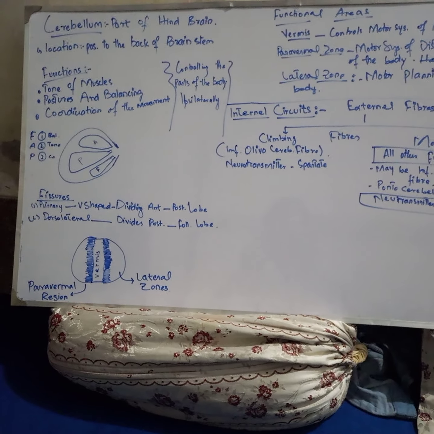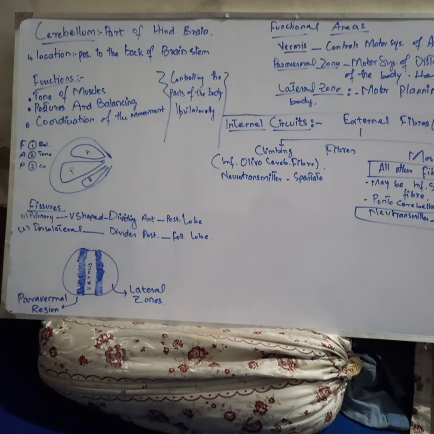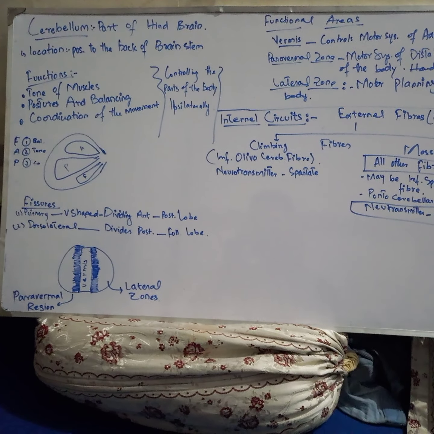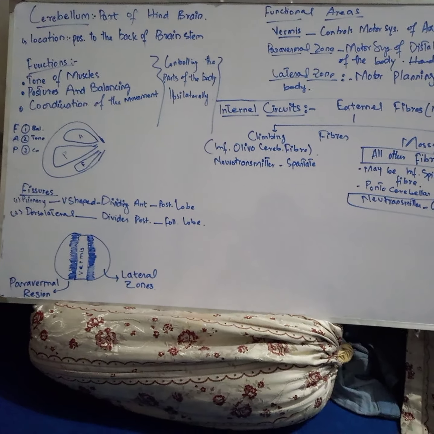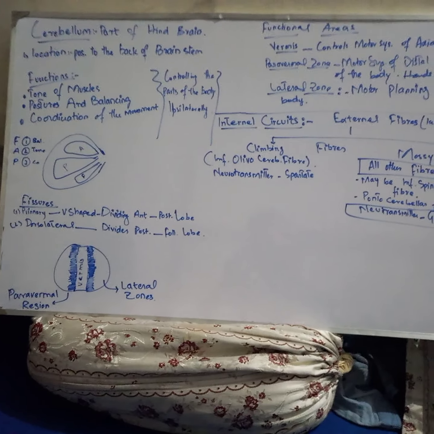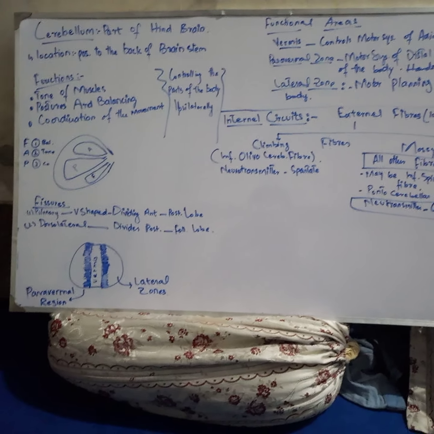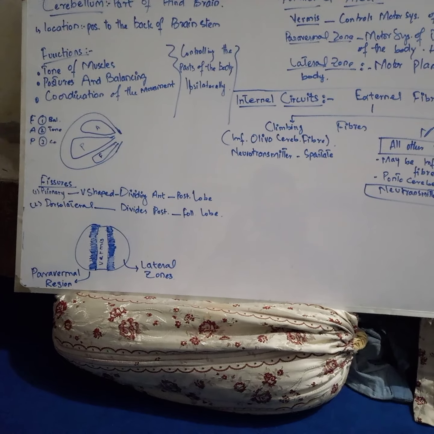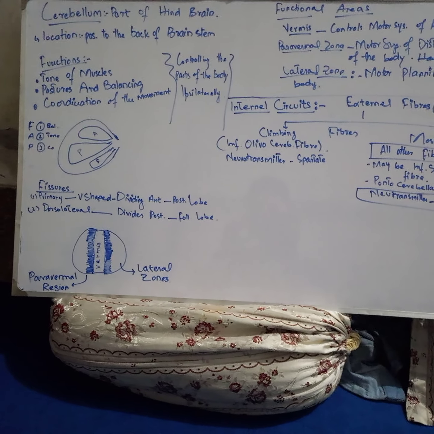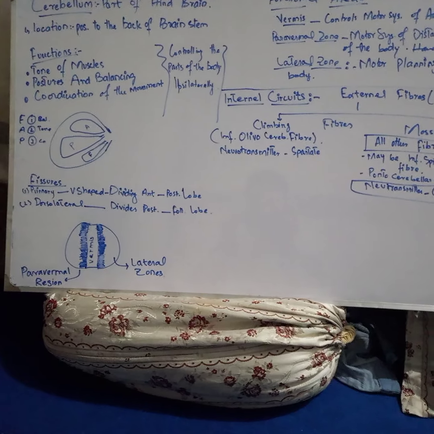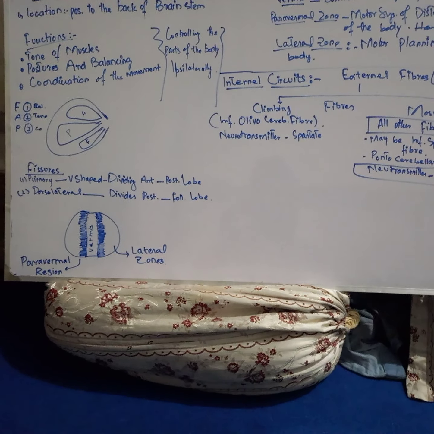There are two fissures of the cerebellum, the primary and the dorsolateral or posterolateral fissure. The primary fissure is V-shaped. It divides the anterior and posterior lobe, while the dorsolateral divides the posterior and the folliculonodular lobe. It is a very difficult name for me.